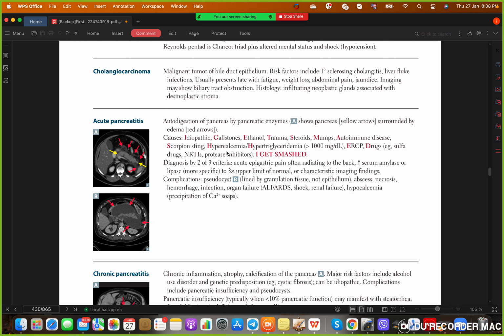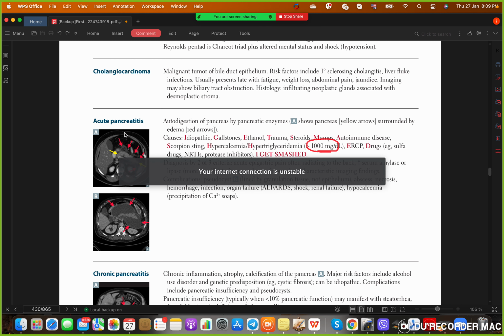And hypercalcemia and hypertriglyceridemia, especially if it was more than 1,000. We will learn in biochemistry about dyslipidemias, especially type 1 and type 3. They can lead to a hypertriglyceridemia more than 1,000, which can precipitate acute pancreatitis.